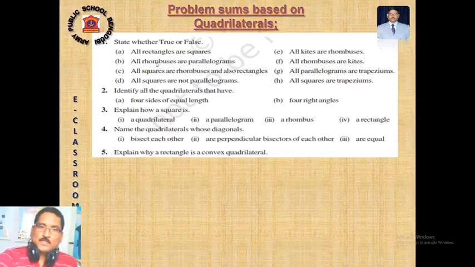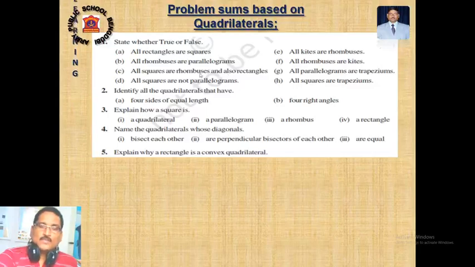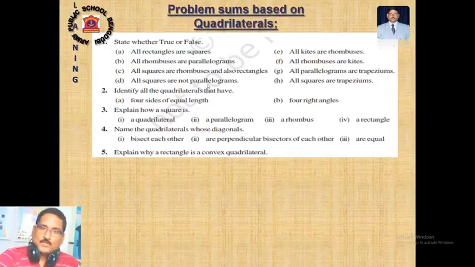That means rhombus is a rhombus plus parallelogram. See, all squares are rhombus as well as rectangle. Yes, I told you square is rectangle, square is also a rhombus, square is also a parallelogram, square is also a trapezium. Clear? All squares are not parallelogram. False. All squares are parallelogram, all squares are rectangle, all squares are rhombus, all squares are trapezium.